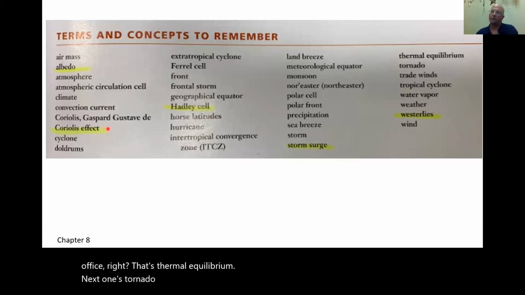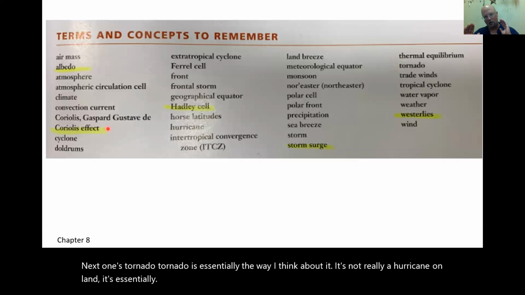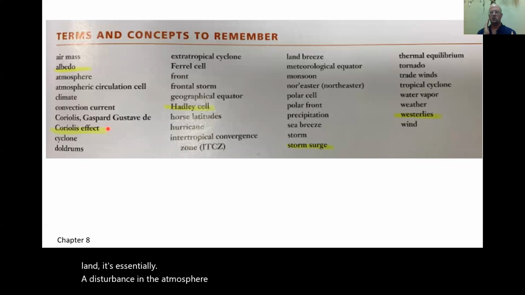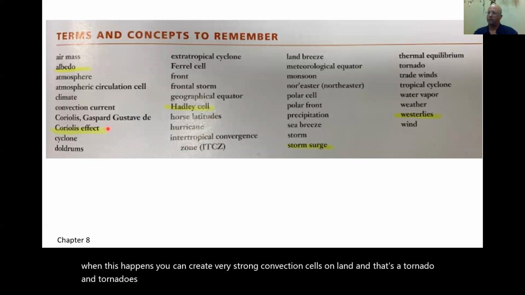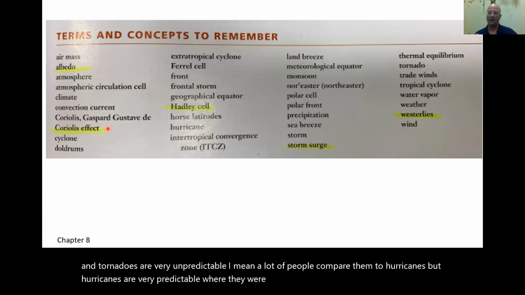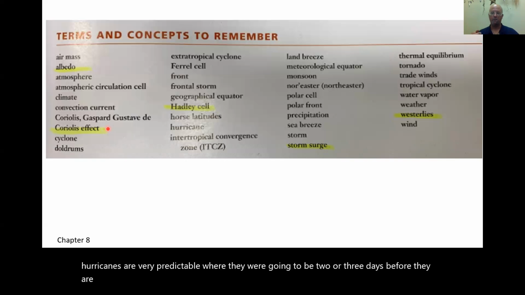Next one's tornado. The way I think about it, a tornado is not really a hurricane on land. It's essentially a disturbance in the atmosphere that has very strong winds going in opposite directions. And when this happens, you can create very strong convection cells on land. And that's a tornado. Tornadoes are very unpredictable. A lot of people compare them to hurricanes, but hurricanes are very predictable. You know where they're going to be 2 or 3 days before they're there. Tornadoes can pop up like that really quickly.